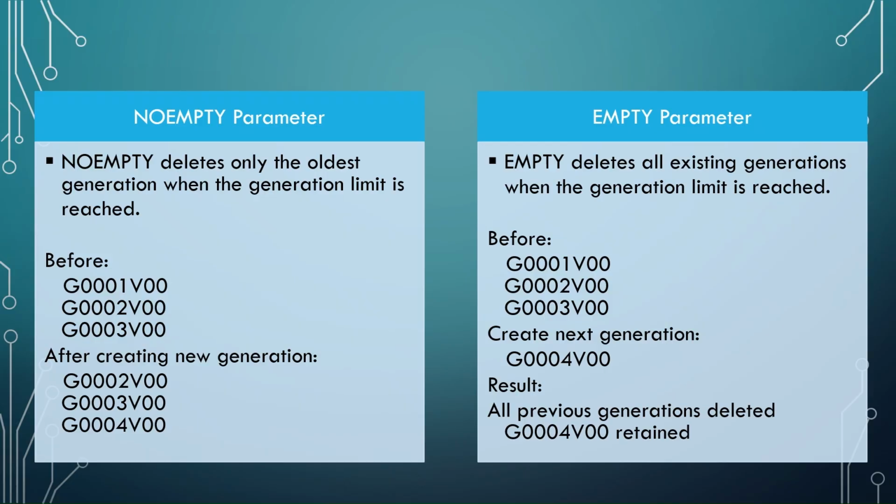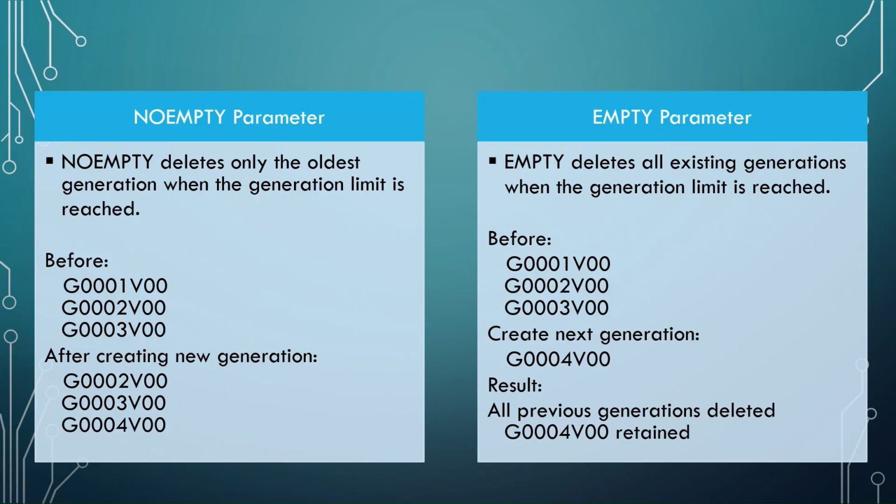No empty deletes the oldest generation when the generation limit is reached. Let's assume the limit is set to 3. Currently we have generation 1, generation 2, generation 3. Now a new generation is created. Since no empty is specified, only the oldest generation is removed. So the results become generation 2, generation 3, generation 4.